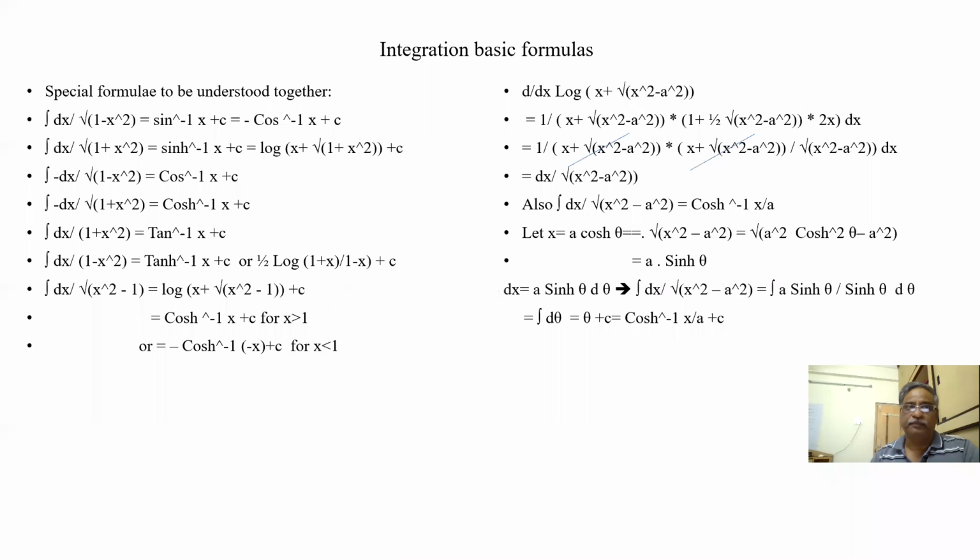Can you go to the next one? See, whatever we have read, I'm just putting here. Dx by square root of 1 minus x square is nothing but sine inverse x. Dx by square root of 1 plus x square is sine h inverse x. See, if root is there, and if root is not there, it is tan inverse. Root is there, in place of 1 minus x square, it is 1 plus x square, sine h inverse x. Or we can write it as log x plus square root of 1 plus x square plus c. Root of a square plus x square is nothing but dx by root of a square plus x square. Here a is 1.